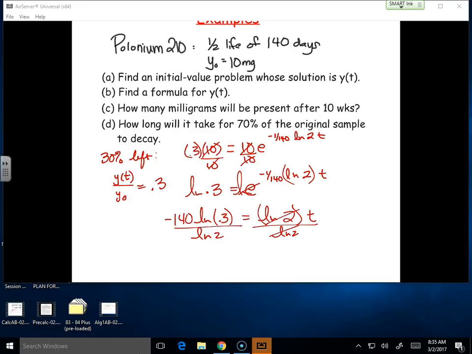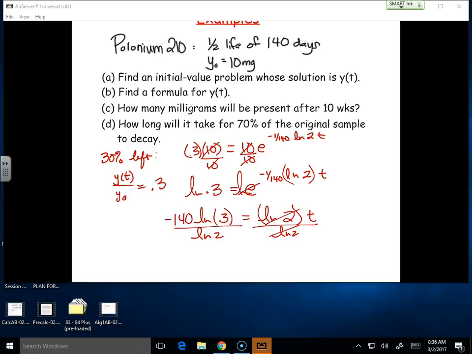It is very similar to change of base, meaning we could make it log base 2 of 0.3. But then you have to plug it in your calculator. I'm doing negative 140 times ln of 0.3, divided by ln of 2. And the answer is 243.175.